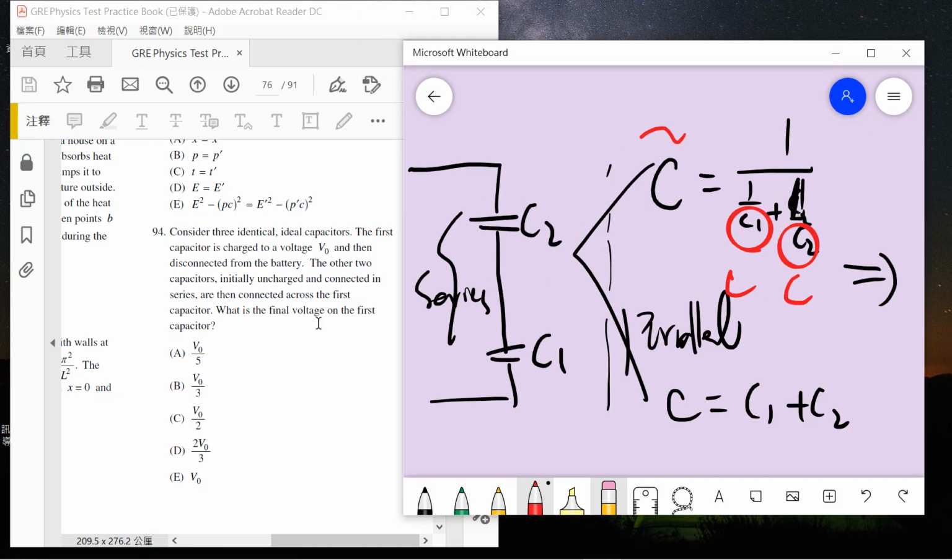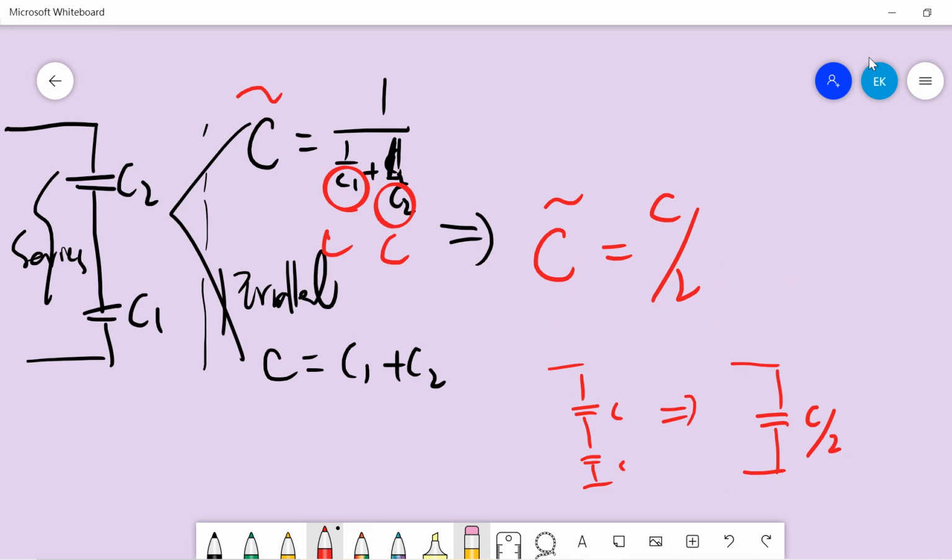Although this is correct, what they want to ask is about the final voltage. You know that because it's disconnected from the battery, one quantity is fixed. Which quantity is fixed? The quantity fixed is the charge. So basically, in the beginning, we have a charge Q, which is CV0.